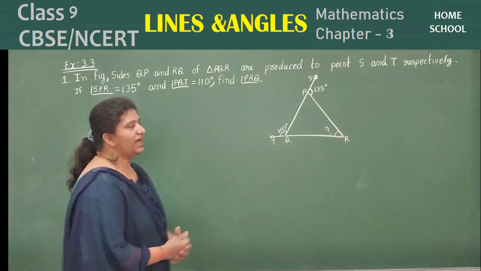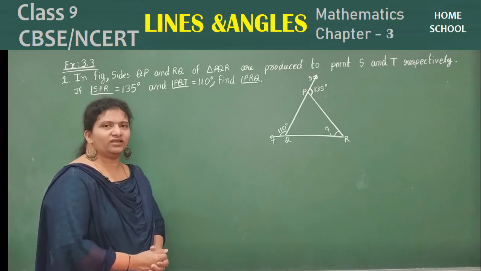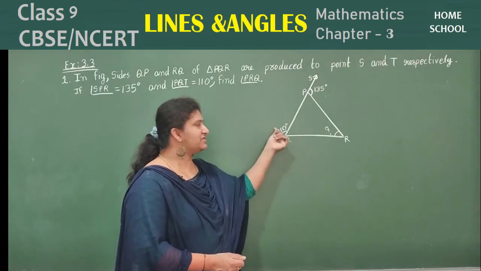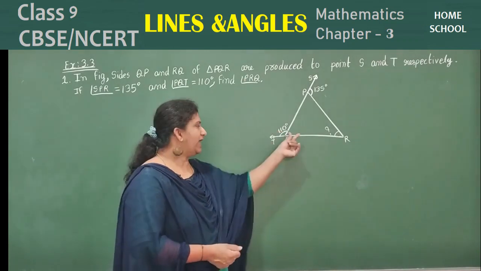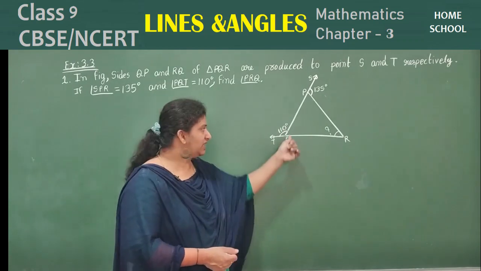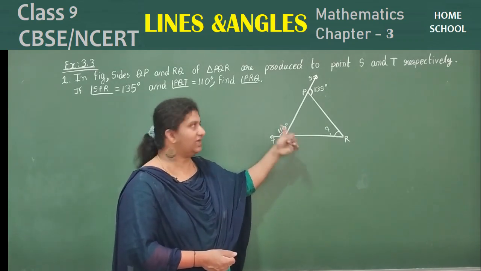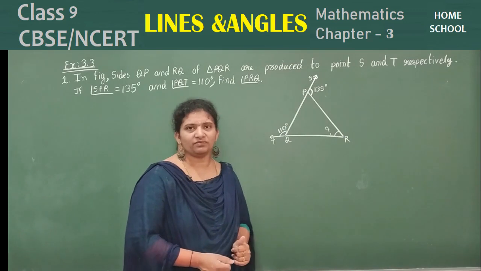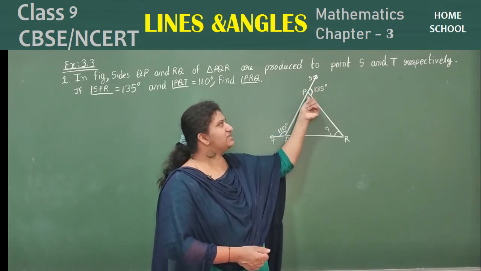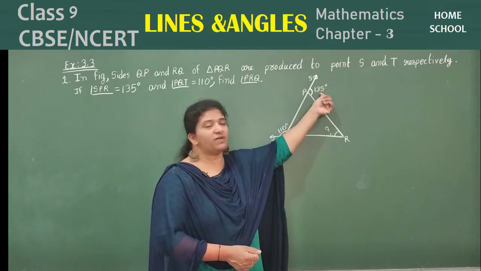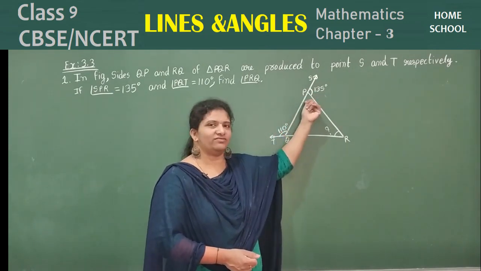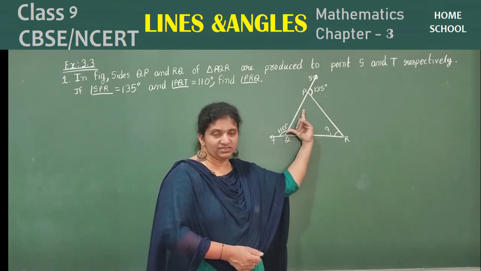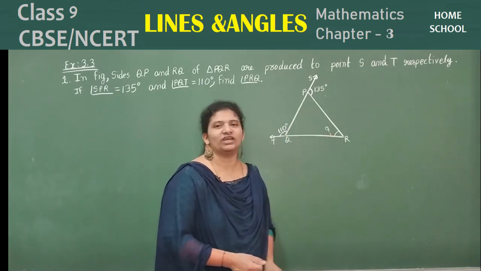So what do you need to find? Angle PRQ. How can I find it? A line produced means it is a straight line, right? This angle plus this angle will be how much? 180. 180 minus 110 is how much? 70 degrees. This angle is 70. Similarly, on this side, again this is a straight line, so this angle plus this angle is 180. 180 minus 135 will be how much? 45. So this is 45 and this is 70. Add these two angles, and if you subtract from 180, you are going to get this angle.